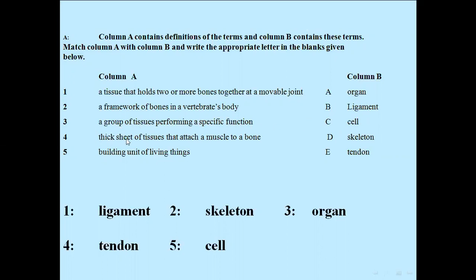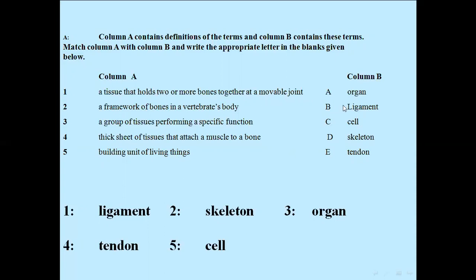Number four, thick sheet of tissues that attach our muscles to a bone. Here the tissue name is ligament, and the thick sheet of tissue that attaches our muscles to a bone is called cell or tendon. The right answer is tendon. Number four, you match with E. And the building unit of living things, the basic unit of living things, is called cell.